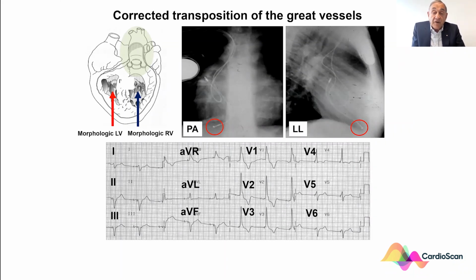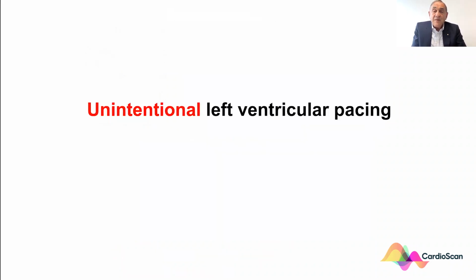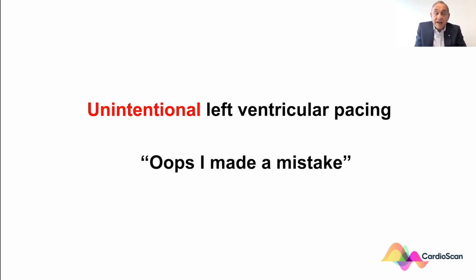Here is an ECG from such a patient, and not surprisingly, there is a right bundle branch block configuration, and because it's now apical, we know that the lead is a left axis, or as you can see here, an extreme left axis. What about unintentional left ventricular pacing? This is the situation where I call it, oops, I made a mistake, because the person who is implanting the pacemaker in the right ventricle inadvertently places it in the left. So we'll have a look at a number of examples of this.